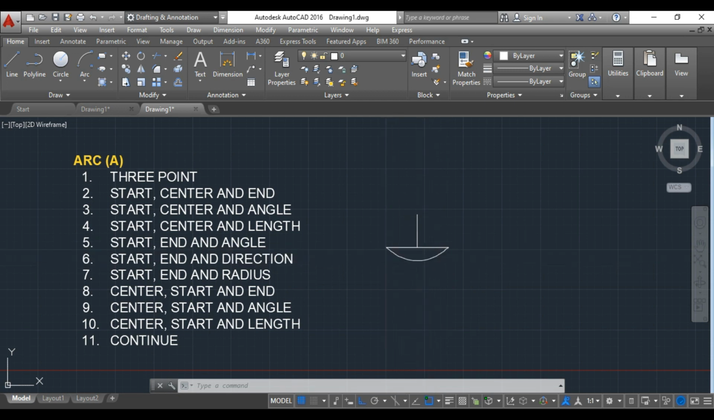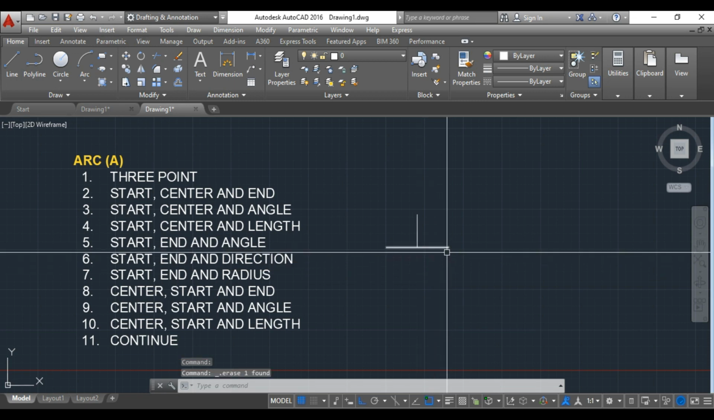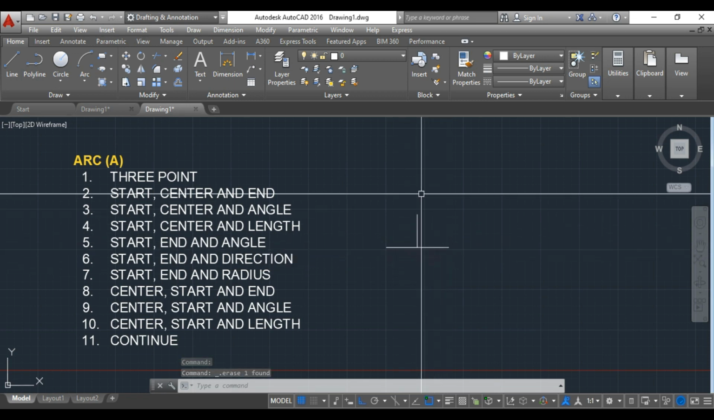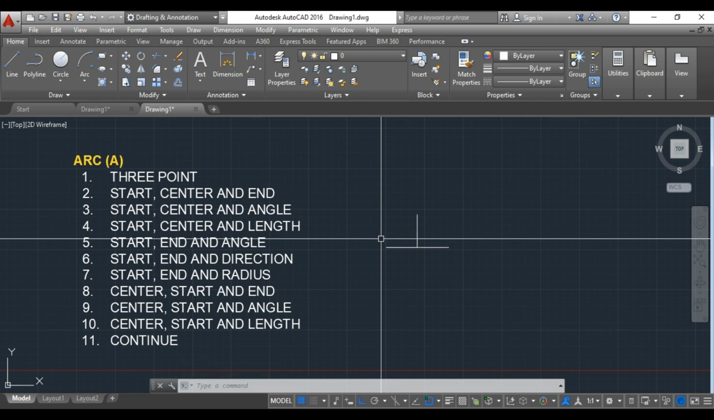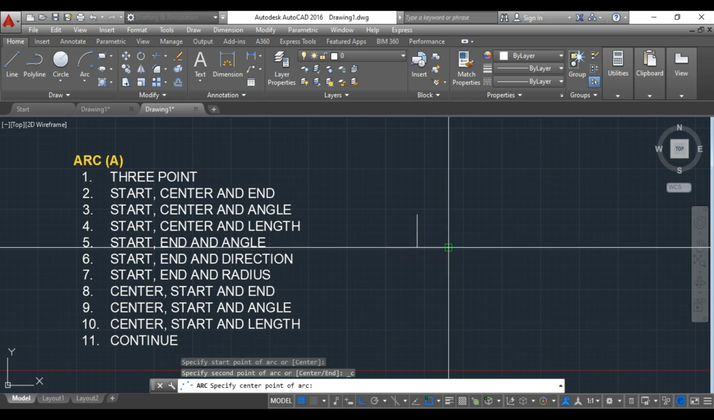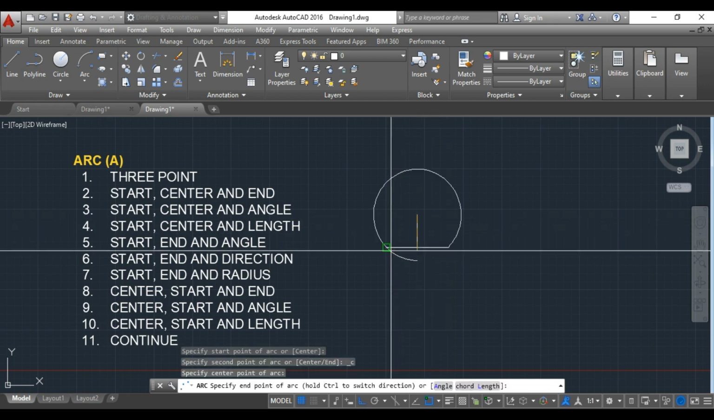In the same way, if I was going to plot this arc from right to left, you are going to see an arc in the upward direction. See, I will show the same way. This is my start point, this is my center point, and this is my end point.